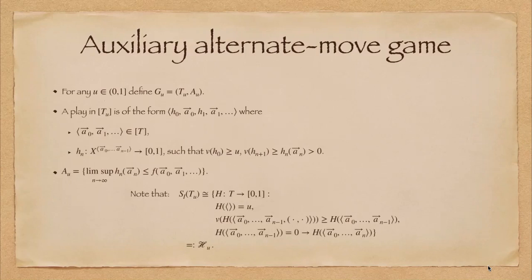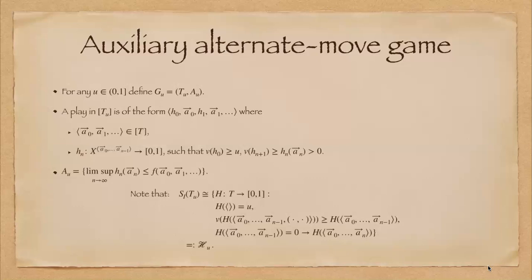Okay, so actually it's a family of games. For every number u between 0 and 1, I'm going to have a game G_u with a tree T_u and a winning set A_u. And this is the definition of the game. A play in T_u goes as follows. Player 1 chooses H0, which I'm going to tell you what it is very soon. And then player 2 is going to choose A0 and then H1 and A1 and so on alternatingly.